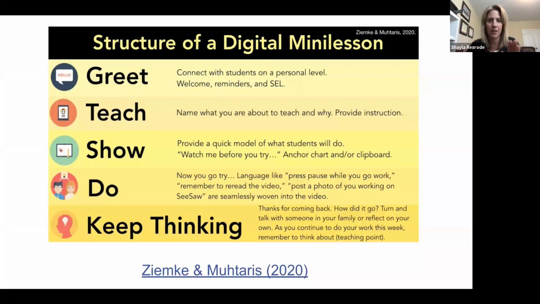Spend that limited amount of time for instruction, provide a quick model. This is a really critical piece. Actually showing them what it is that you want them to do outside of the recorded session. Then give them time to actually try it. So again, don't just simply end the video after you've modeled it.